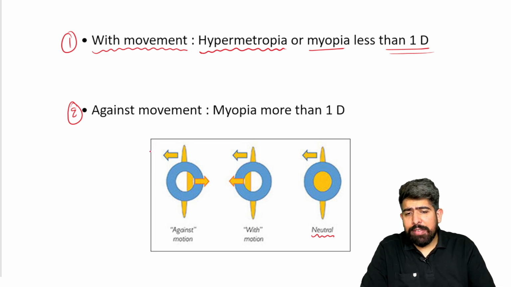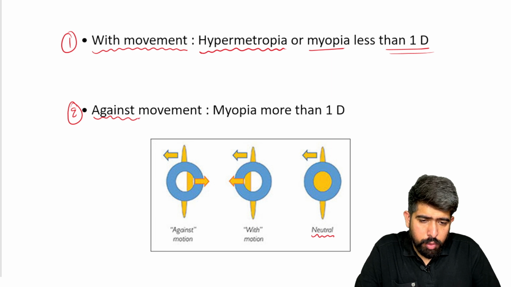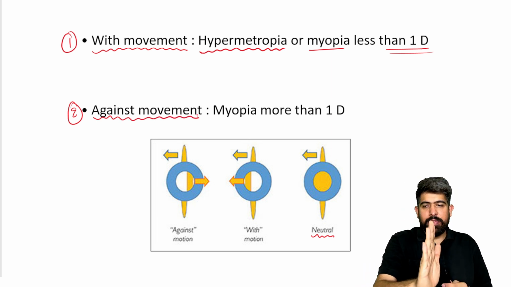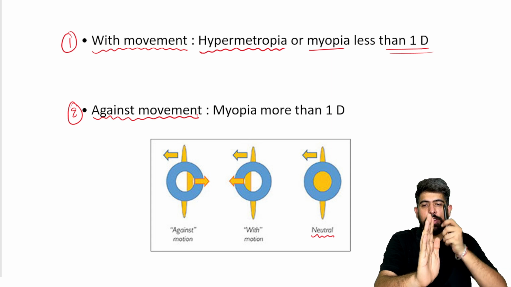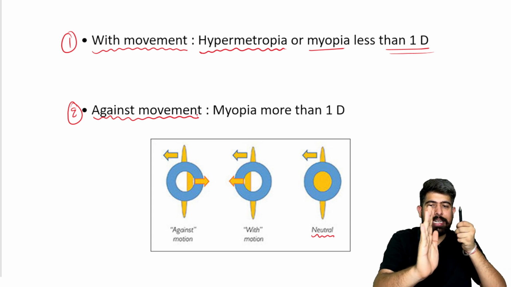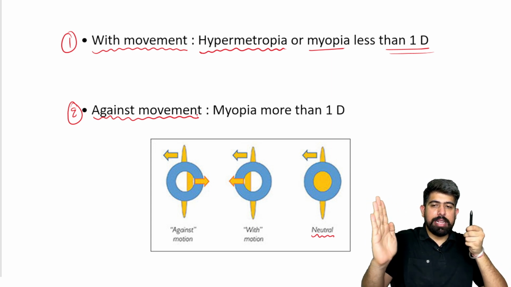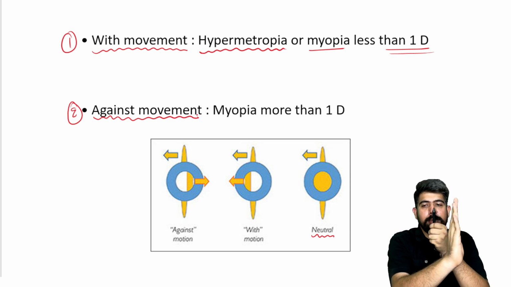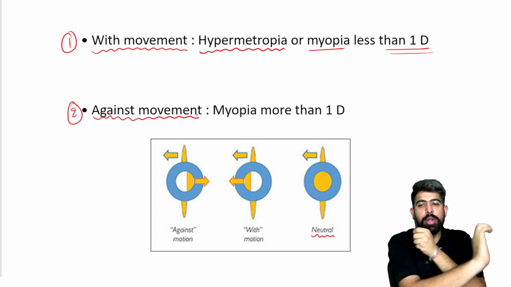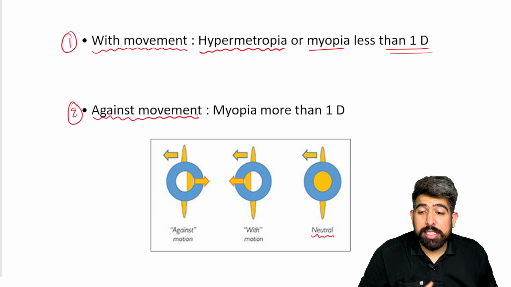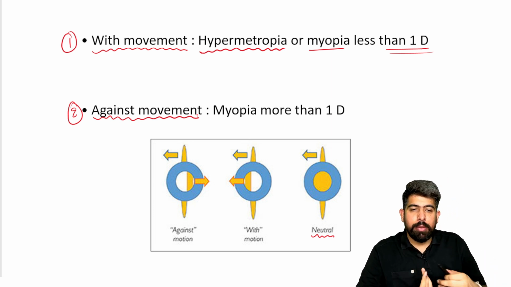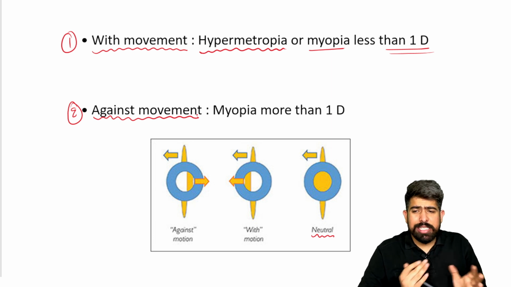The second one is the against movement. What do I mean by the against movement? Understand this. This is the reflex on the retina, and this is my retinoscopic reflex. As I go to the right side, this reflex moves to the left side. As I come back to the neutral position, it comes to the center. As I move my retinoscope to the left side, this reflex goes to the right side. So this is moving against. If I go left, it goes right; if I go right, it goes left. It is the opposite.